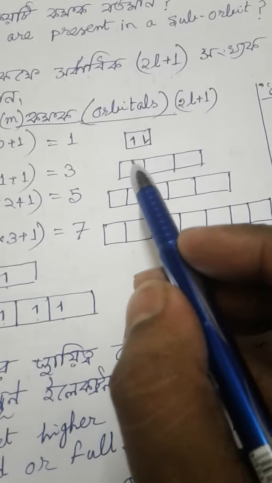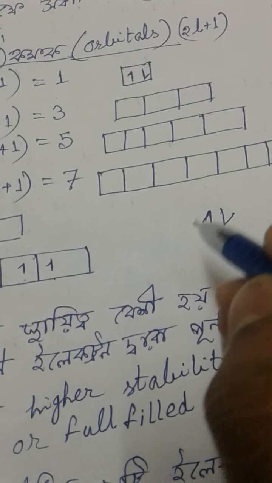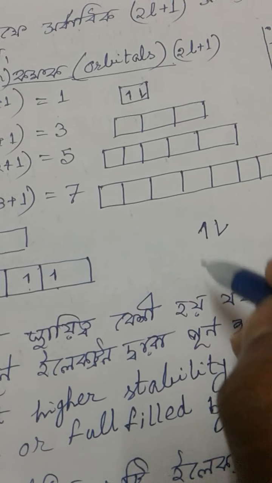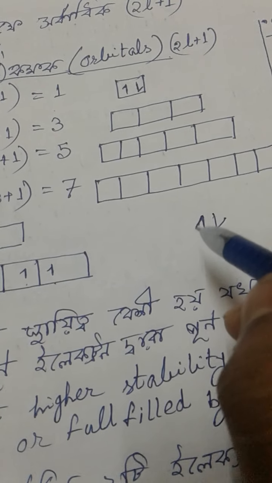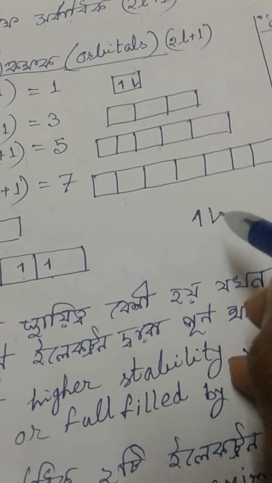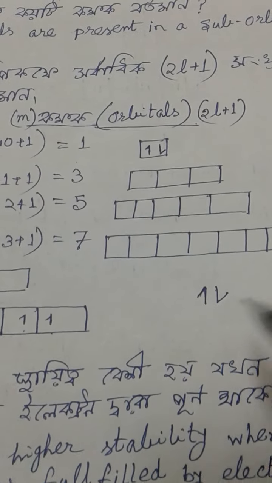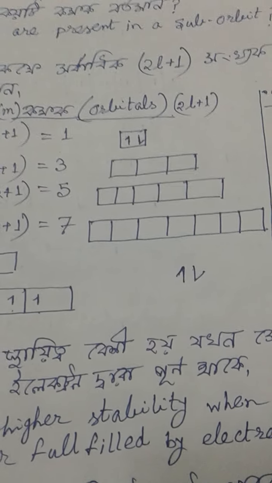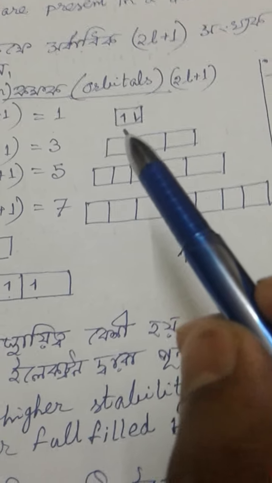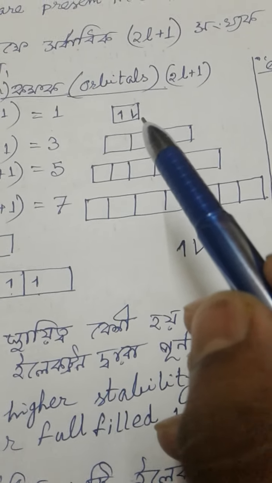Now when I fill the electrons in orbitals, I can represent them by a half arrow, and the direction of the arrow represents the rotation of the electron. The upward arrow means the electron rotates clockwise, and the downward arrow means the electron rotates counterclockwise. There is no other option by which the electron can rotate, so in one orbital a maximum of 2 electrons are present.